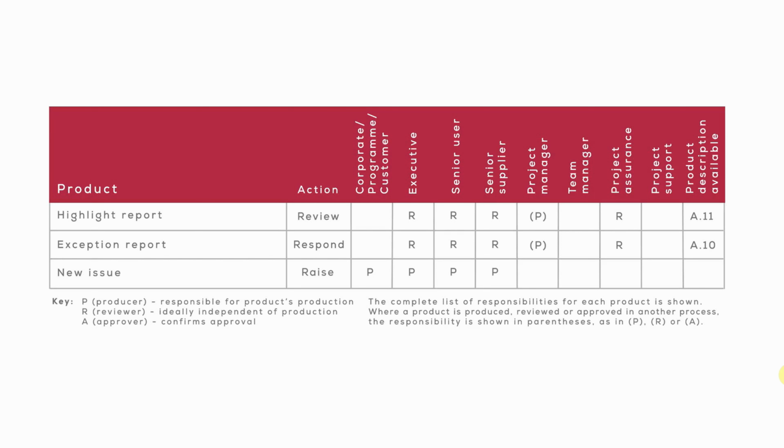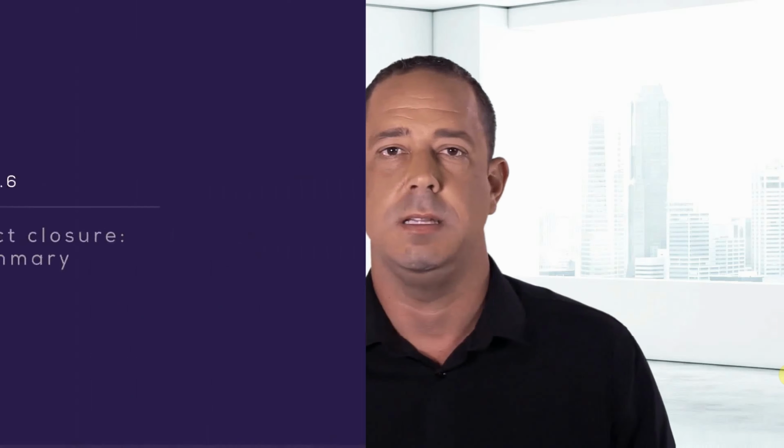And a new issue, as we said, could come in from multiple levels of management, either from corporate, from the executive, the senior user, or the senior supplier. Of course, they could come in from the project manager, team manager, and so on. Not going to be shown here, since this is the directing a project process. Now, the final activity of this process is to authorize project closure. Let's have a look at that final activity in a little more detail.